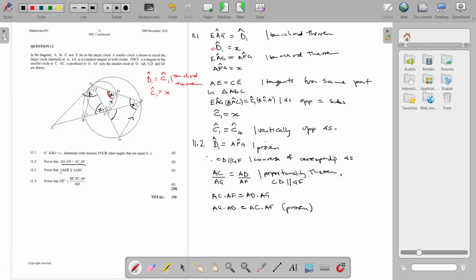In this case, you are required to prove that triangle AGF, let me mark it using red, this is triangle A coming here, AGF, is similar to triangle ABC, which is this one.